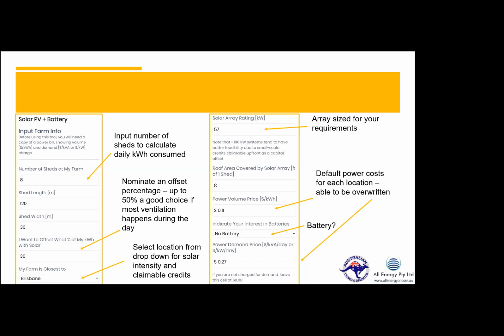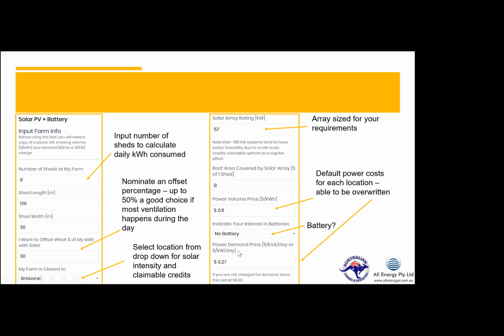If your building is north-south oriented, then up to 50% you should get quite high efficiency. If it's east-west, don't run away in fear, but you will have some efficiency losses there. So you'll probably need a more accurate or more detailed model. You can nominate your power volume price. There are default numbers entered in here, so you can get in and have a look at an example without changing any of these numbers.